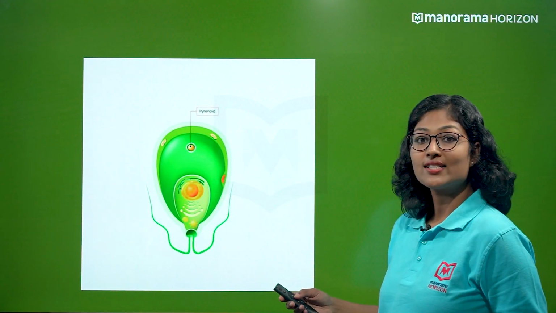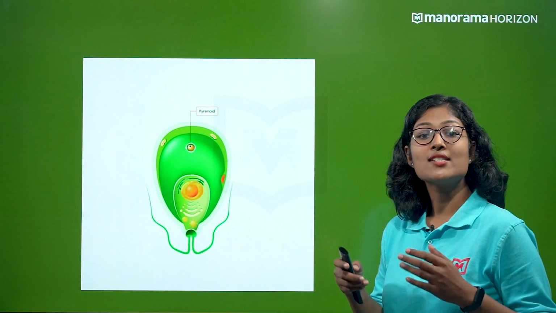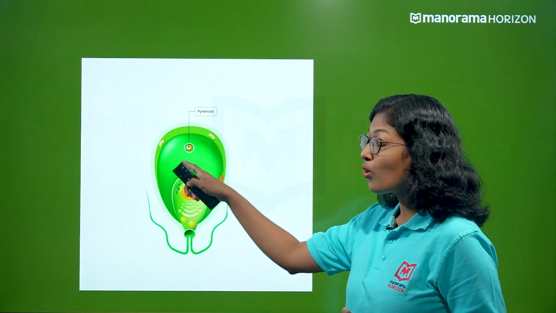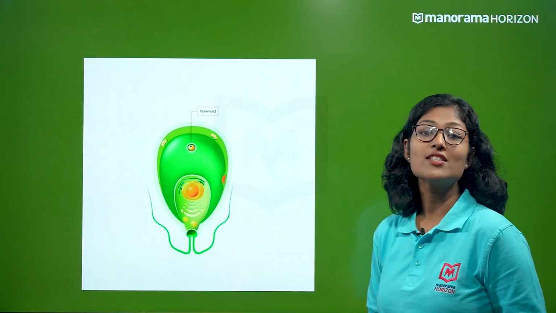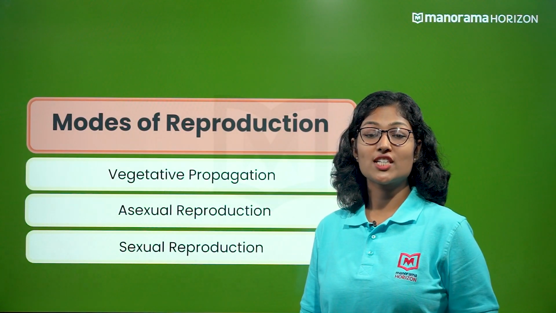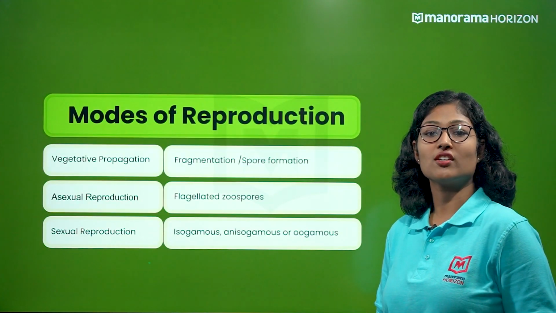In the chloroplast, there is a storage body known as pyrenoids which contain starch and protein. Food materials are stored as oil droplets in some members of this green algae. Green algae reproduce through vegetative reproduction, asexual reproduction and sexual modes of reproduction.